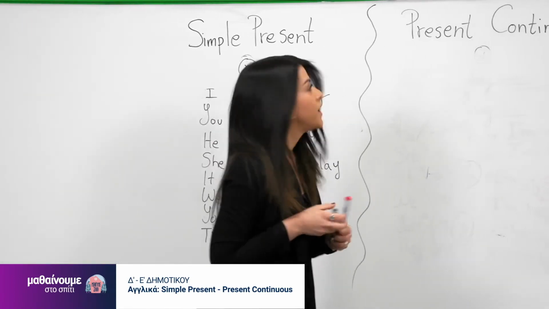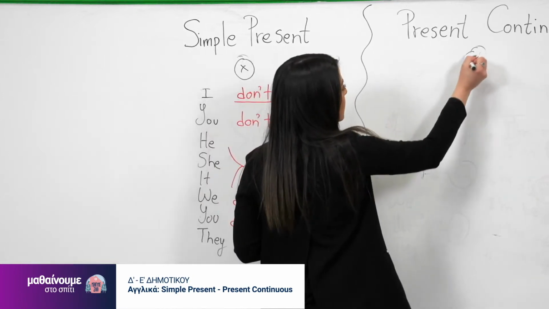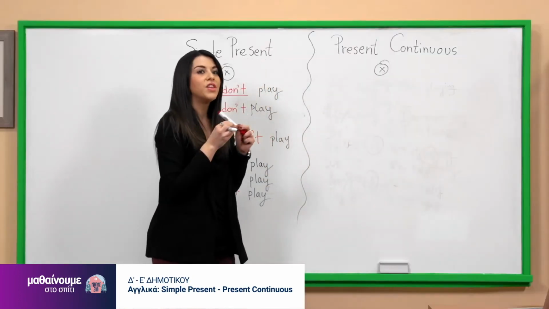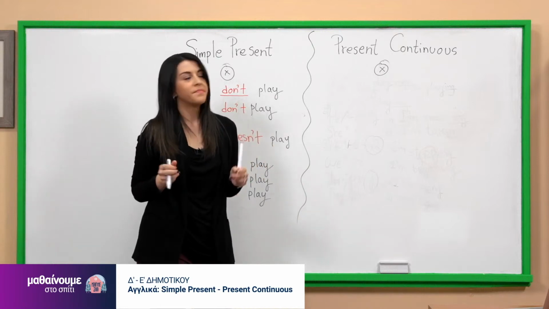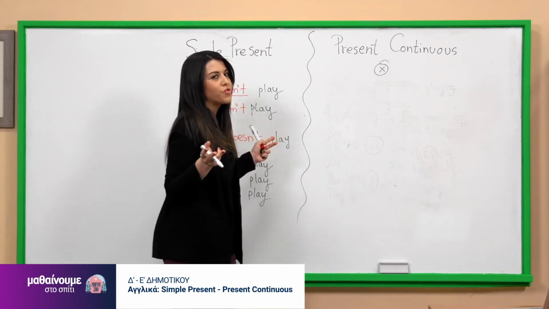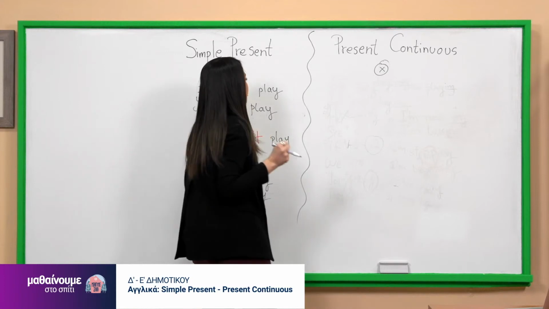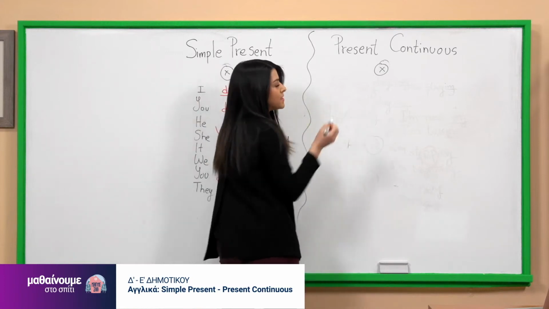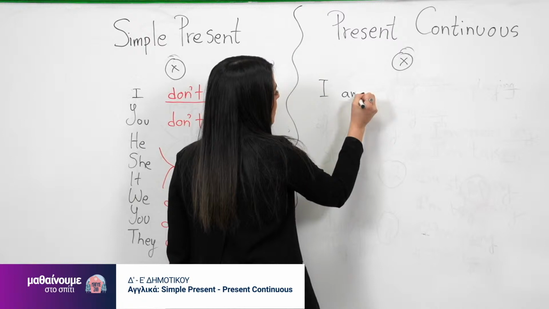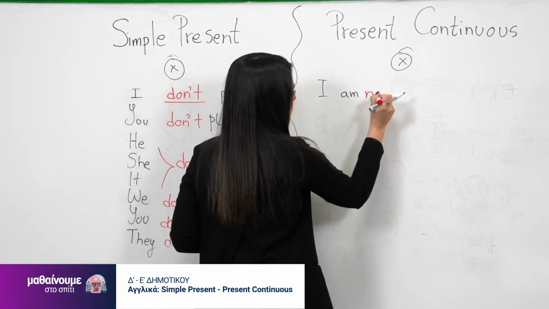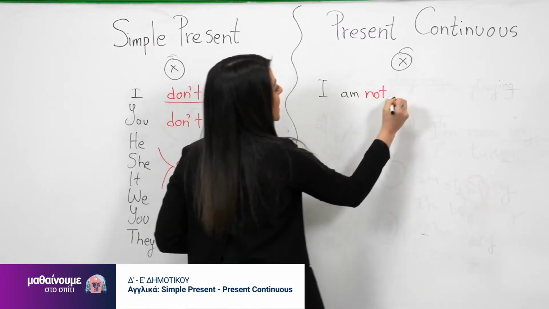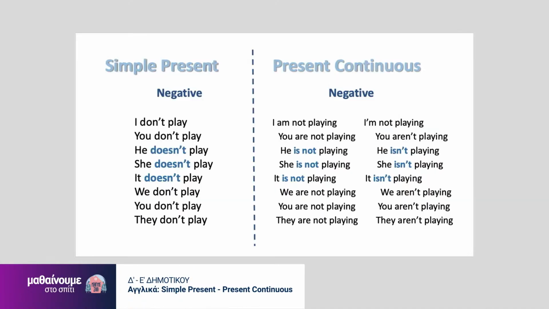Now, what about present continuous? So, again we have the long form and the short form. We usually use the short one, but let's learn both of them. So, the long one is I am not playing. Okay? Again, we conjugate the verb to be. You are not playing.